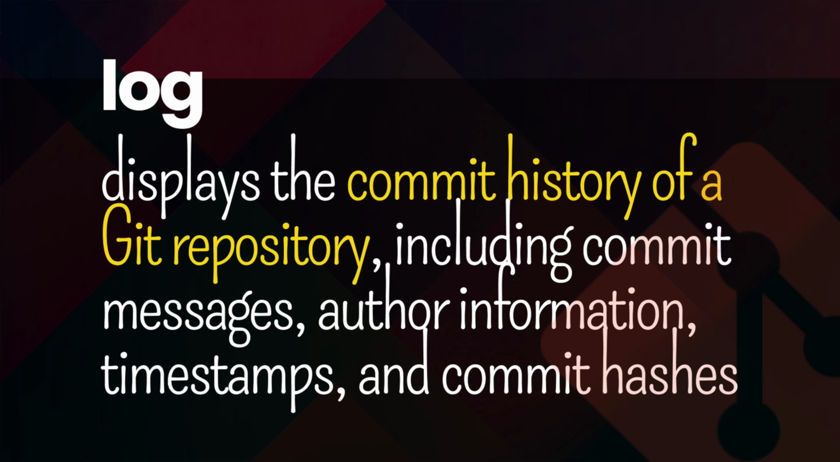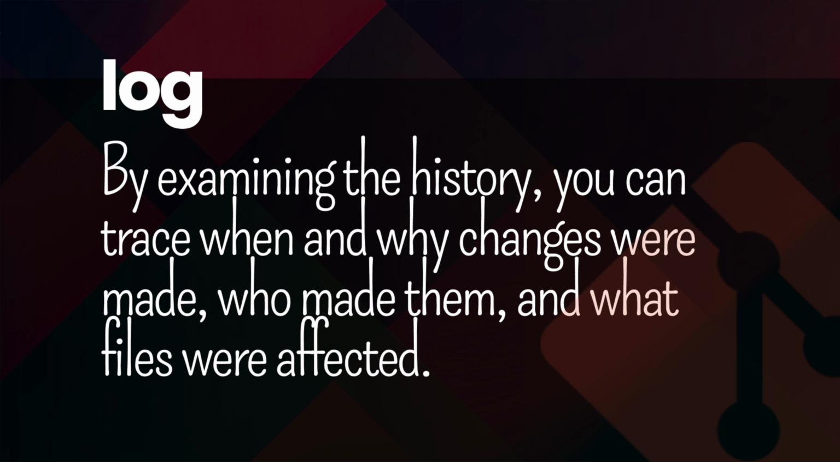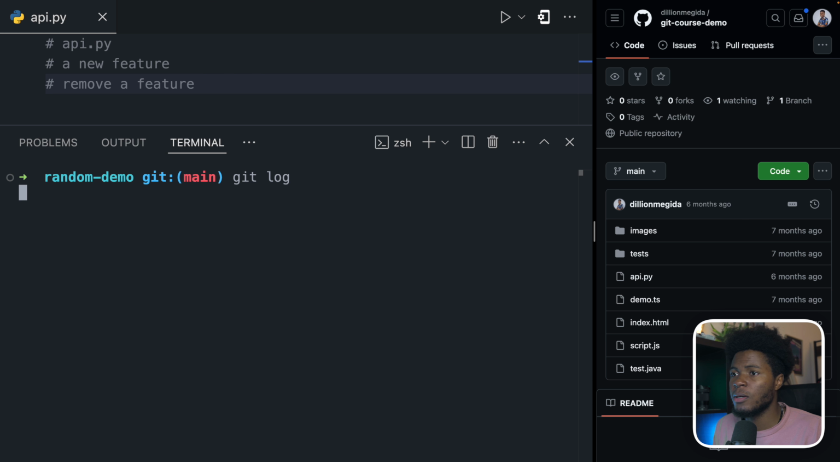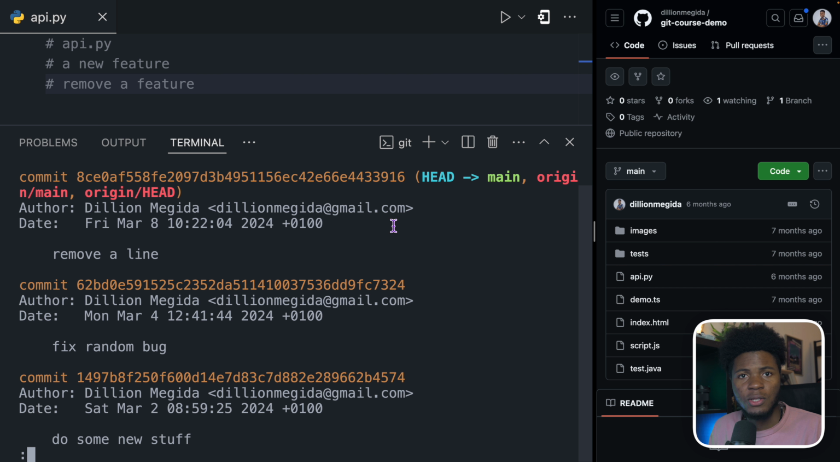This command displays the commit history of a Git repository, including commit messages, author information, timestamps, and commit hashes. By examining the history, you can trace when and why changes were made, who made them, and what files were affected. So if you run git log, it's going to show you a scrollable list of commits.